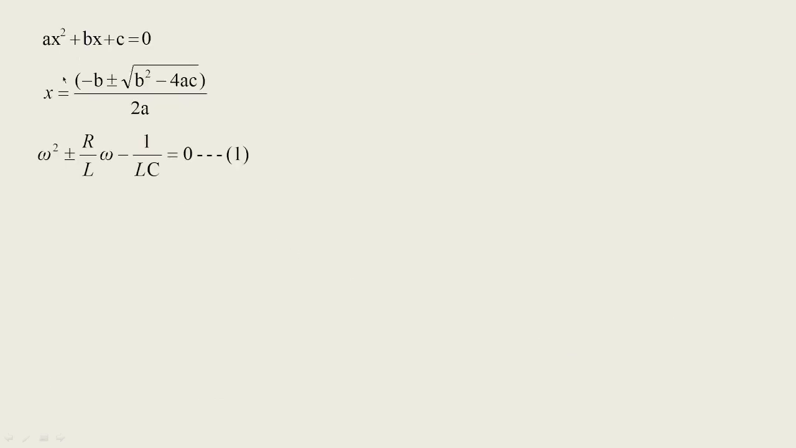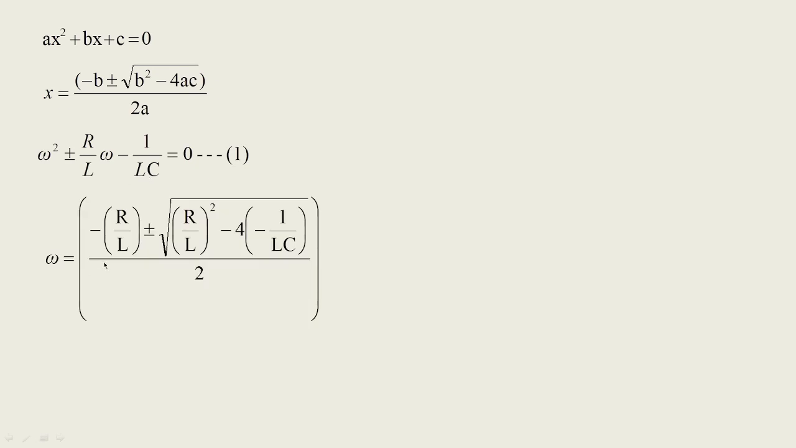So for this particular equation, how we are going to obtain the roots? We can obtain the roots as x is equal to minus b plus or minus under root of b square minus 4ac by 2a. Just substitute the values of b, a, and c. So when I substitute these values, I'm going to obtain the value of omega to be R by L plus or minus under root of R square by L square plus 4 by LC, whole divided by 2.